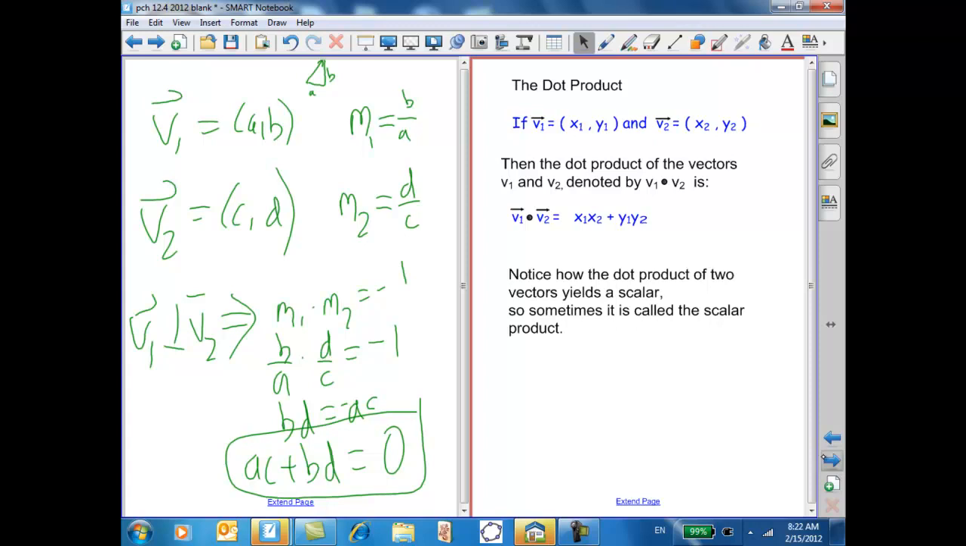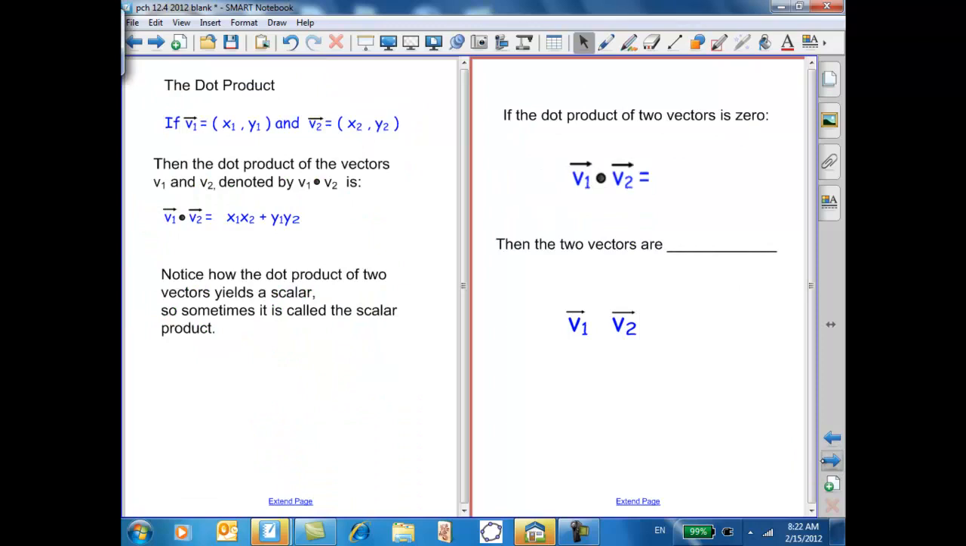It's got to be the negative reciprocal slope. So you go over a and up b, you have to go over b and down a. And as a result, then, you get these products. That's a quick way to come up with something that's perpendicular. Okay, there's our dot product.